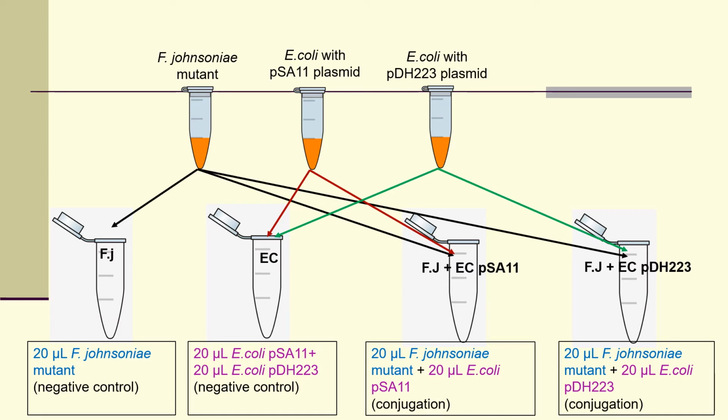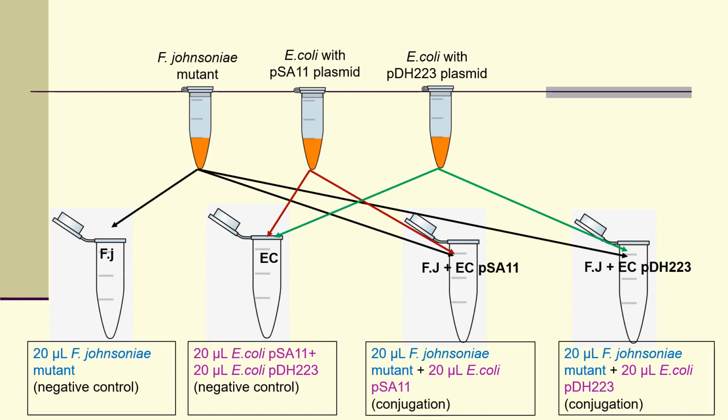Into the tube that is labeled as FJ, we will add 20 microliters of Flavobacterium johnsoniae mutant. This is one of our negative controls. Into the tube labeled as EC, we will add 20 microliters of E. coli PSA11 and 20 microliters of E. coli PDH223. This is our other negative control. We have 2 negative controls.